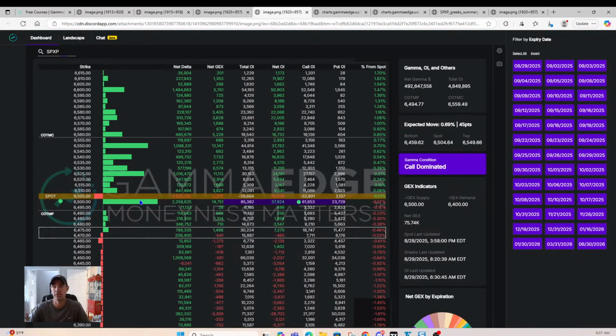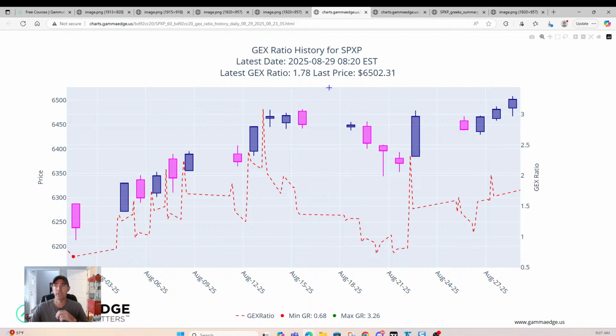Obviously 6,500 is going to be important, and we see call speculation to the upside. We do see PGEX and COI at 6,500. We'd like to see that overall structure continue to advance to the upside, and that indicates that call speculators are speculating much higher with larger volumes and positions, so we could see a price appreciation to the upside.